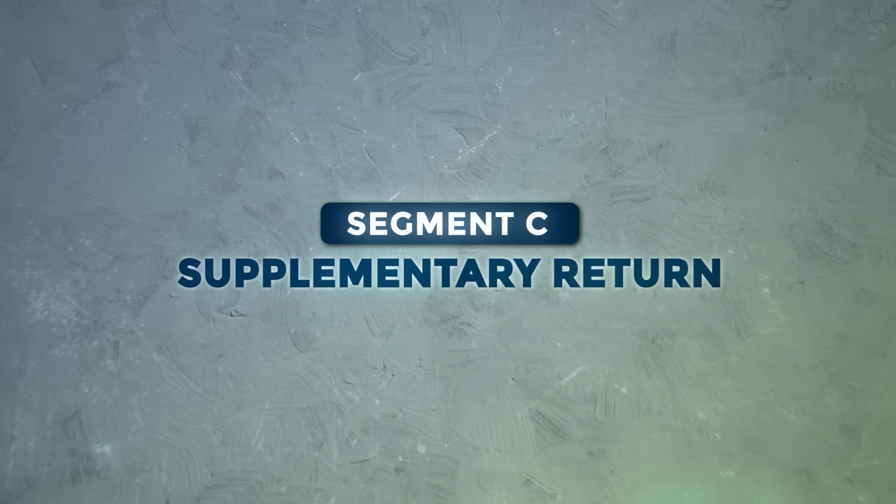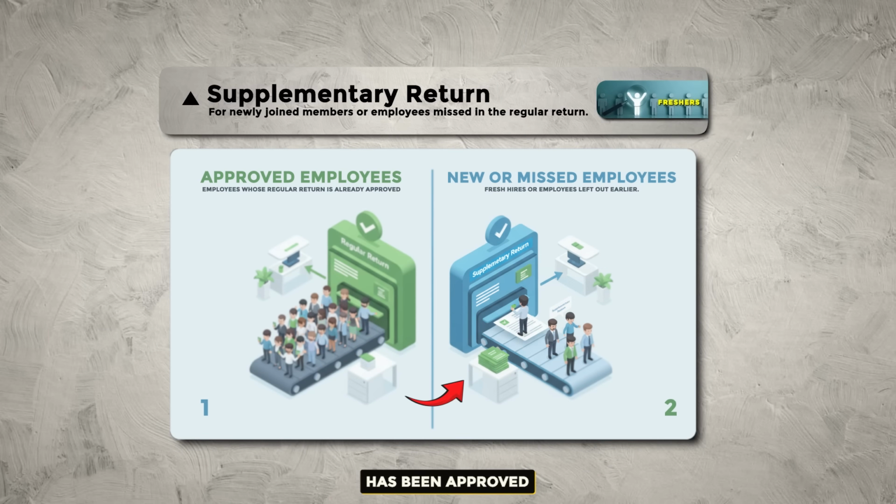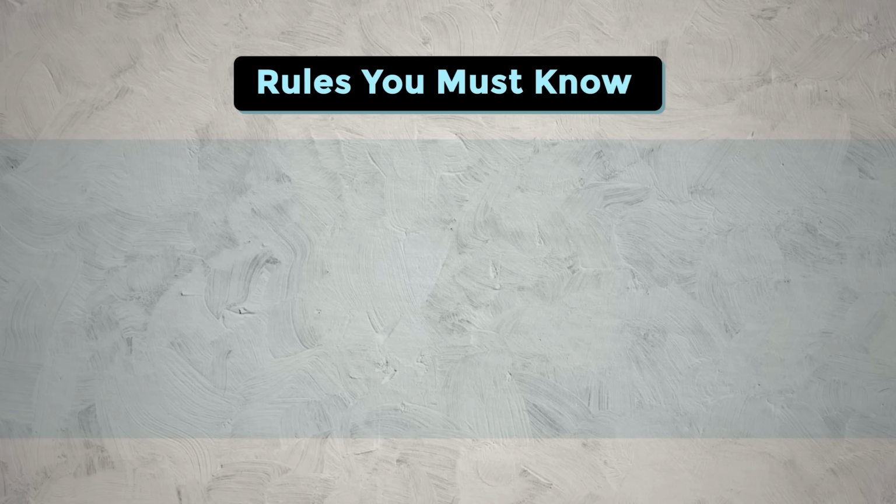Segment C: Supplementary Return. The scenario is simple. The regular return has been approved and after that a new employee is registered. To add this employee, you use this supplementary return. These time rules you must know.